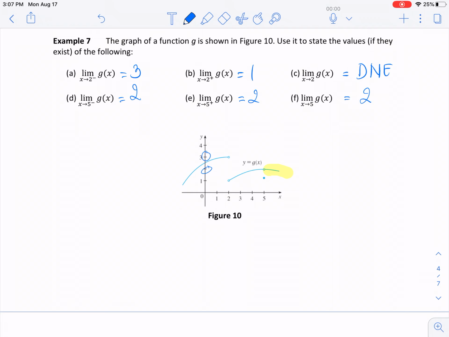Notice that g of 5, in fact, is, I believe, 1. And it's not the same number as the limit, but it's okay. As long as we have the limit from the left and the right, and that's the same number, we have the limit.